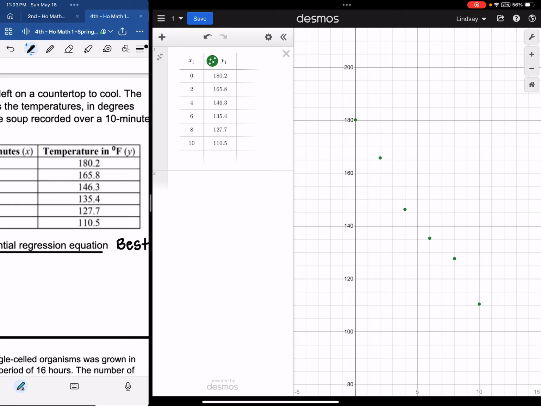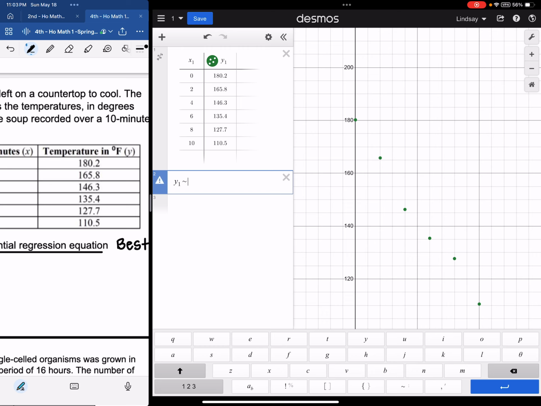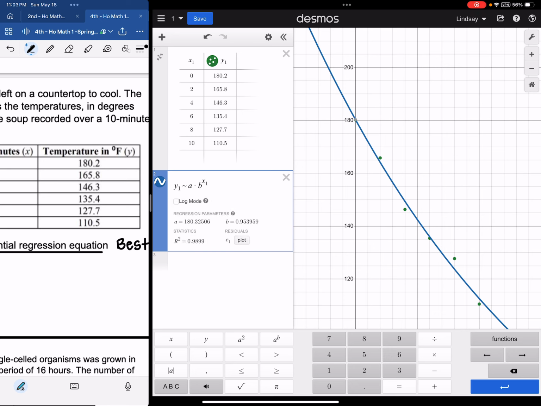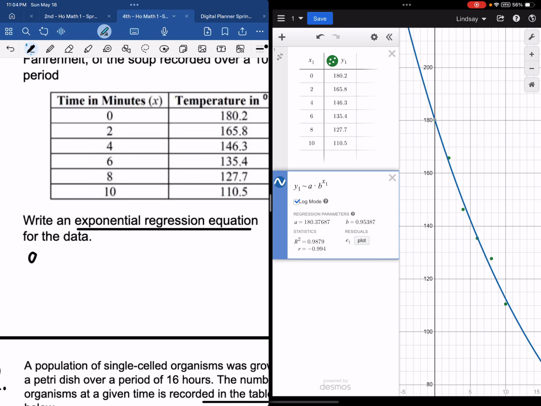Now, we could absolutely fit this linear, and it probably would still have a close linear relationship, but they asked us to find the exponential. So we're going to type y1 squiggle, and then we're going to do a times b, and then we got to make an exponent. That exponent is right there in that top corner, and we're going to type x1. Now remember what I said, in order to get the correct values, we got to click that log mode button. So if we want that log mode, we got to click that, and then it's going to give us those values.